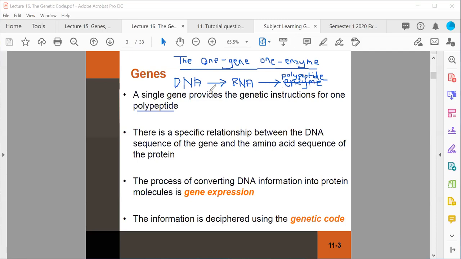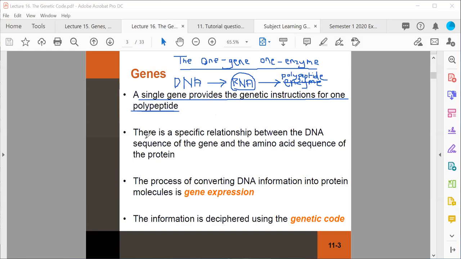Okay, so the later dogma was changed, and we now know that DNA holds a code that is transcribed into RNA. That code in RNA is then translated into a polypeptide. So a single gene provides the genetic instructions for one polypeptide. But genes also encode different products that are not polypeptides. They also encode various types of RNA molecules, which we'll come back to.